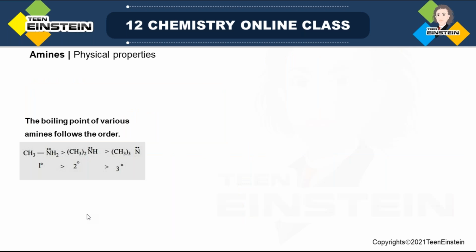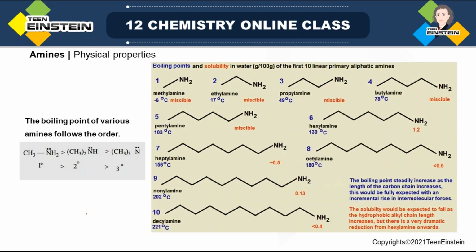Boiling point of various amines follows this order, as I have said: 1 degree, 2 degree, 3 degree, and molecular masses should not vary much. Now we will see these different types of 1 degree amine molecules. If you look at the molecules, all are basically 1 degree. All are primary aliphatic amines.